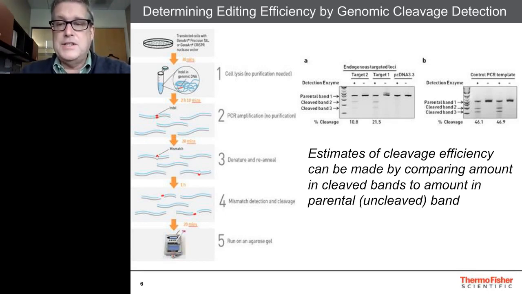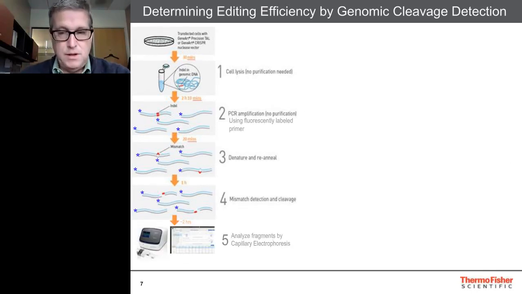And in this example here, we have anywhere from 10.8% to 21.5% edit. In a different experiment here, we had a better efficiency, around 45, 46%. So the agarose gels are pretty standard equipment found in laboratories, and this is pretty easy to do. The problem is that with agarose gels, the absolute sizes and the absolute cleavage percentages are not easy to determine because you're relying on densitometry and imprecise ways of measuring what's there.